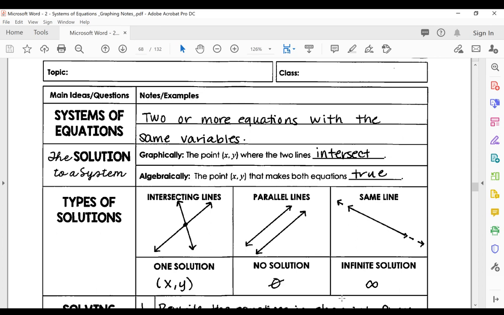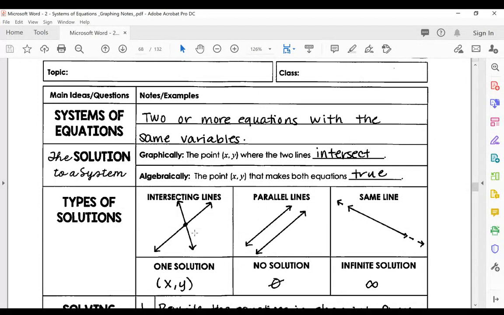In this lesson, you are going to learn to solve systems of equations by graphing. A system of equations is when you have two or more equations with the same variables working together. The solution to the system graphically is the point where the two lines intersect. Algebraically, it's the point that makes both equations true.